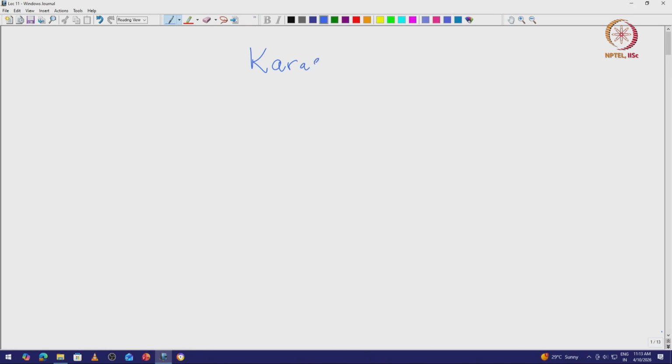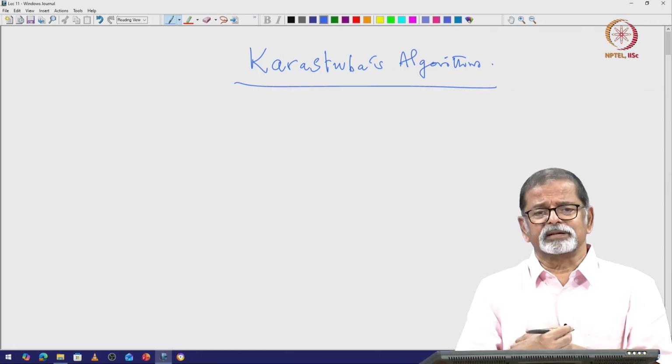This is Karatsuba's algorithm for multiplying two n-bit numbers. This has again a very interesting historical background.